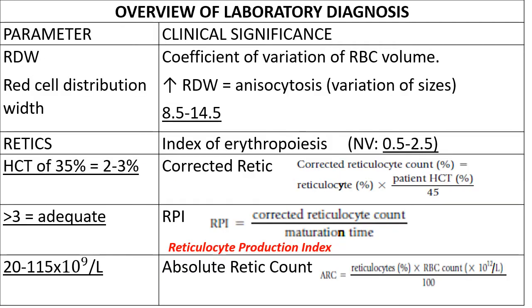Okay. Other parameters for the laboratory diagnosis of anemia. First, RDW. Ito, ang pwede lang natin ma-derive na information dito is that if RBCs has variable sizes, no? Or tinatawag natin anisocytosis. This is a perfect index to know the variation of your RBC volume and size. Together with anong parameter ang pwede natin gamitin for anisocytosis? Aside from RDW, pwede natin gamitin ang MCV.